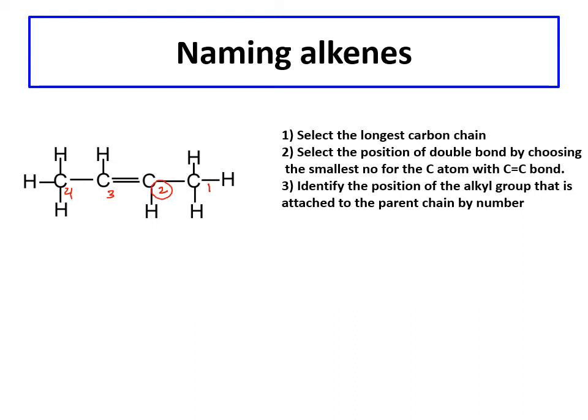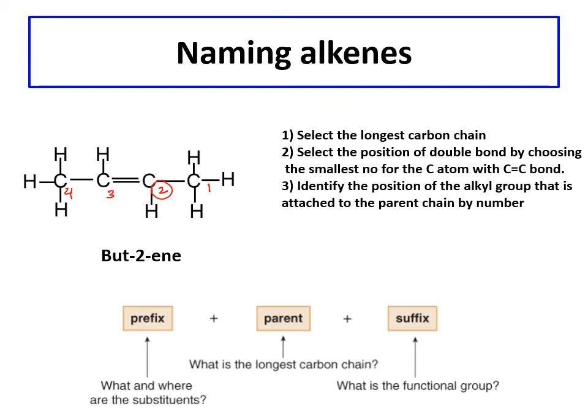And then I need to identify any position of the alkyl group, but in this case we don't have any alkyl group, which means if we were to name it, we need to name it as but-2-ene. Okay, so for alkene, the position of the double bond, you need to put it in the middle of the name. So it is different from the alkane that we have seen just now.